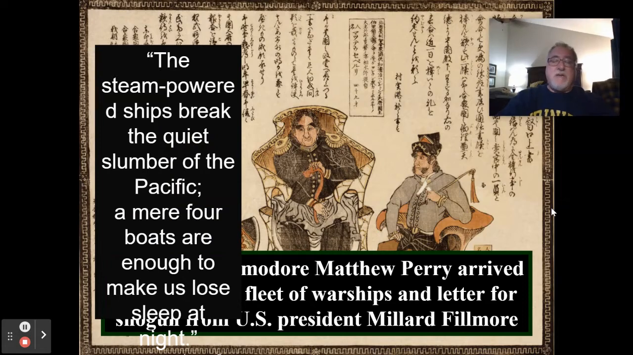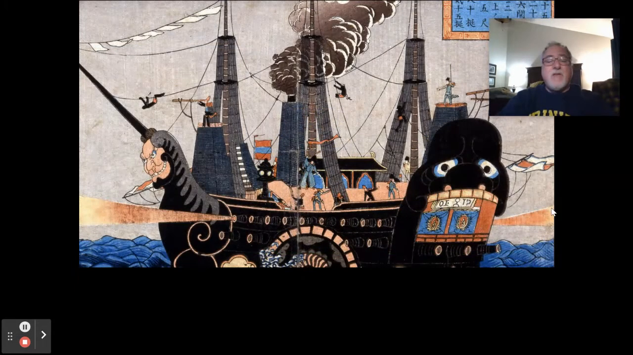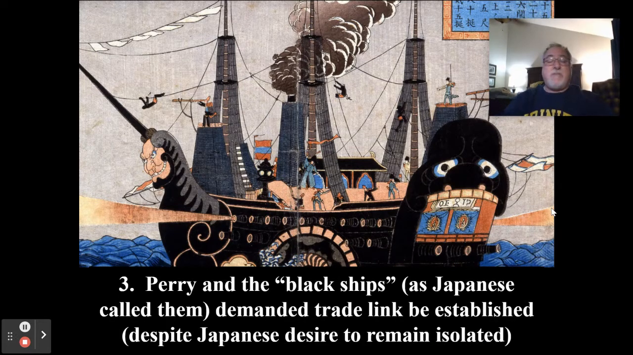Of course, it was met with the typical Japanese reply. This is a poem that doesn't translate well into English, but basically, the ships are noisy and smelly, and they mess with our peace of mind, so we don't want them here. They called them the Black Ships. Admiral Perry demanded a trade link, and again, during this time period, Japan is staunchly isolationist. It has been their thing since they've been Japan. They've worked earnestly and diligently to remain isolated from the rest of the world at this time. So pay attention to this.